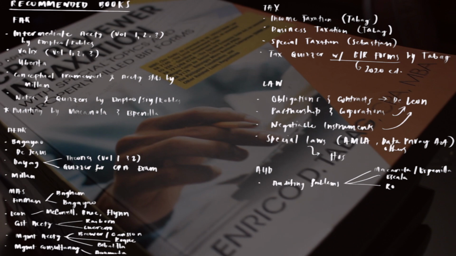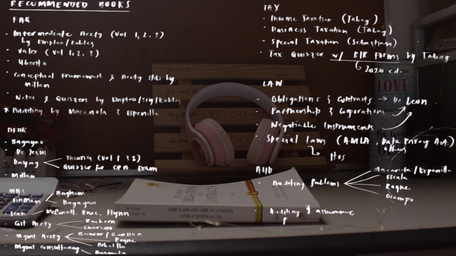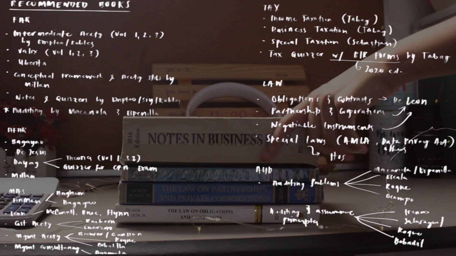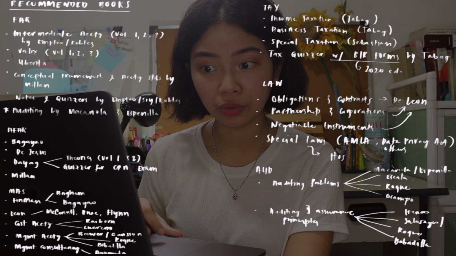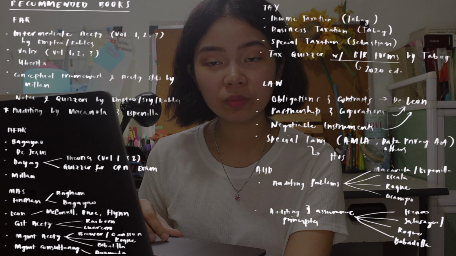Helpful tong tax quizzer, guys. Kasi ang dami niyang problems. And then, na-discuss din doon yung rationale and solutions. For law, you have obligations and contracts by De Leon, partnership and corporations by De Leon, negotiable instruments by De Leon, notes in business law by Soriano. And for special laws naman, I recommend na kung ano yung handouts na binigay ng professor nyo, yun yung i-review nyo na lang. I don't think may libro for special laws. Or if meron man, just comment down below.